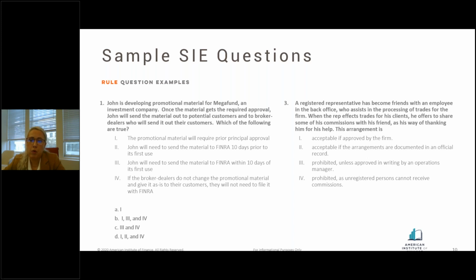The promotional material will require prior principal approval, or John will need to send the material to FINRA 10 days prior to its first use. Or John will need to send the material to FINRA within 10 days of its first use. Or if the broker-dealers do not change the promotional material and give it as is to their customers, they will not need to file with FINRA. So this type of questions on potential customers and the type of material that gets approved and submitted to FINRA, that's very, very common.